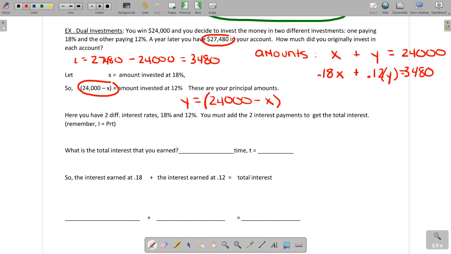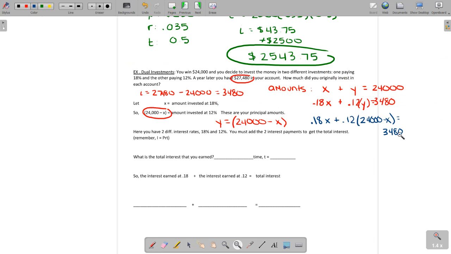So I'm going to have, let's go a different color here, 0.18x plus 0.12, and then that's my y. So my y is 24,000 minus x, and that is going to equal 3,480. Okay, there we go. A little easier to see there for me.